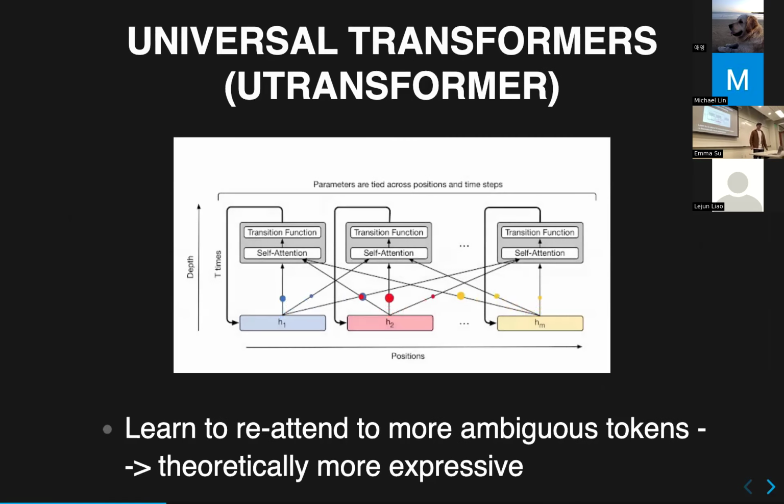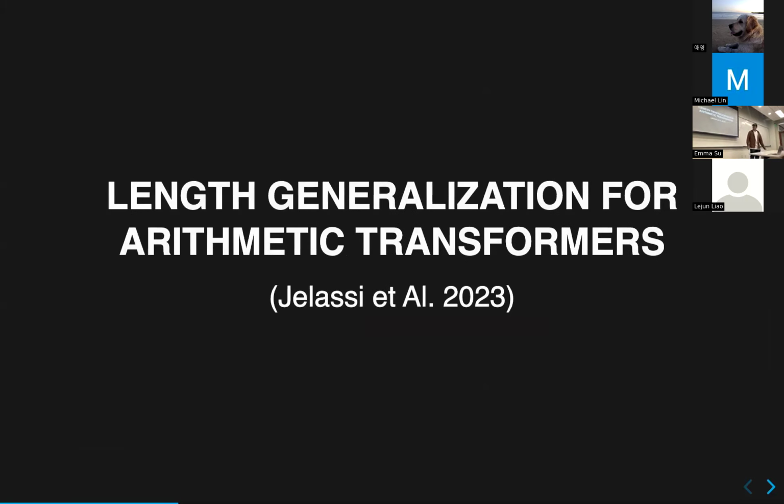Okay, and then the final thing is this idea of a universal transformer. In Gelasi's paper, which I'll be discussing soon, it's a way to integrate reattending to more ambiguous tokens. It's also a way to add recurrence to your transformer. In the actual paper, they go into way more and discuss how apparently universal transformers can be Turing complete and can act as universal Turing machines, which is really cool. But in our case, we just want to use its expressive capability. So let's get into Gelasi and that team's paper, length generalization for arithmetic transformers.